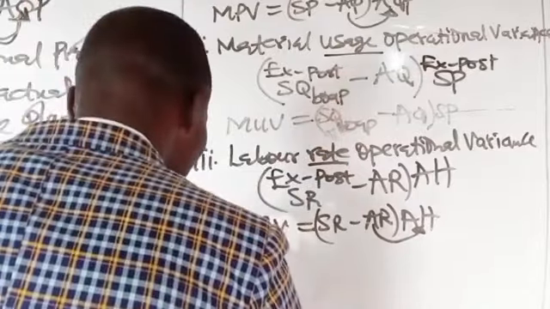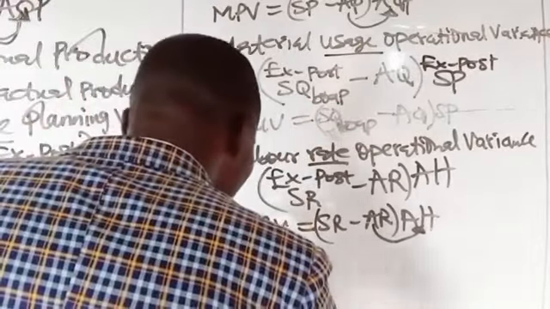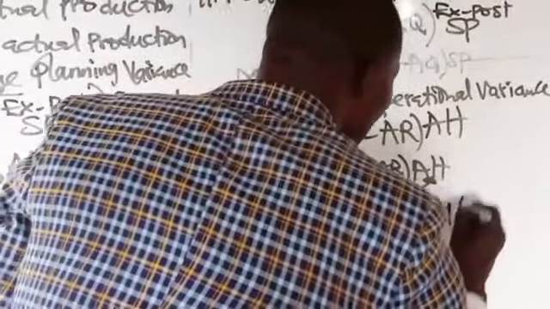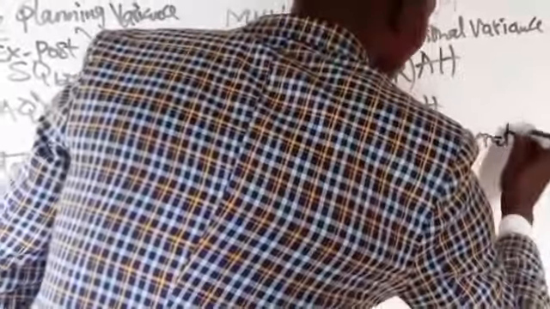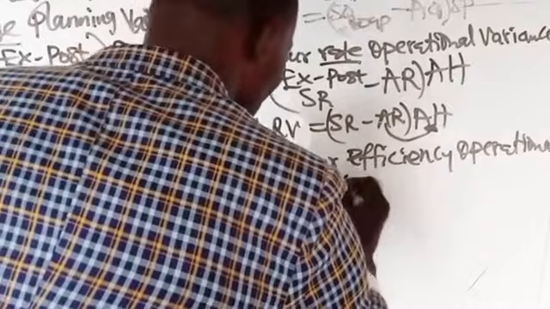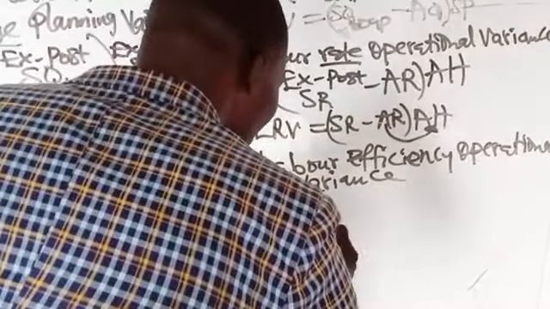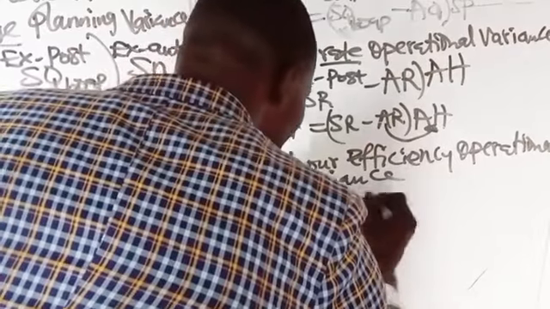Number 4, labor efficiency operational variance. Efficiency is ex post.